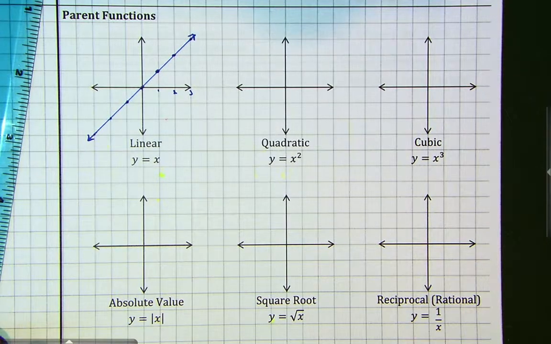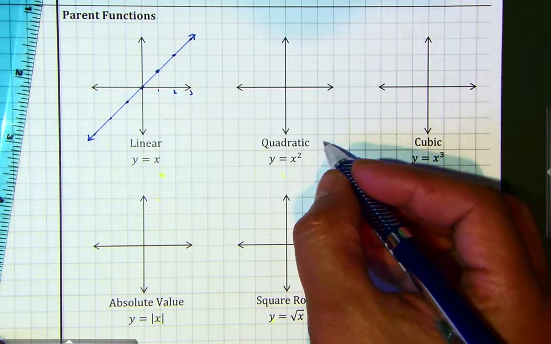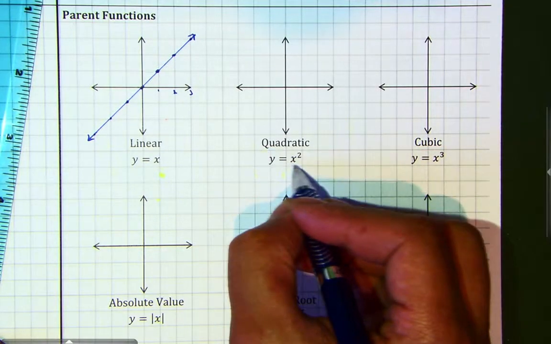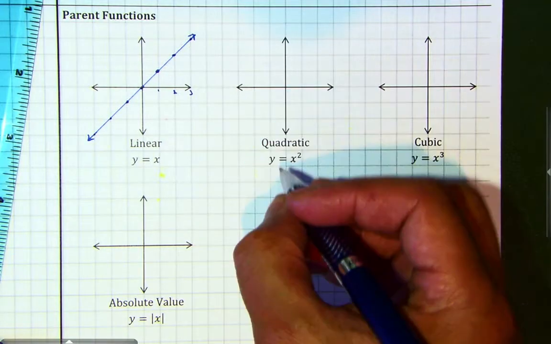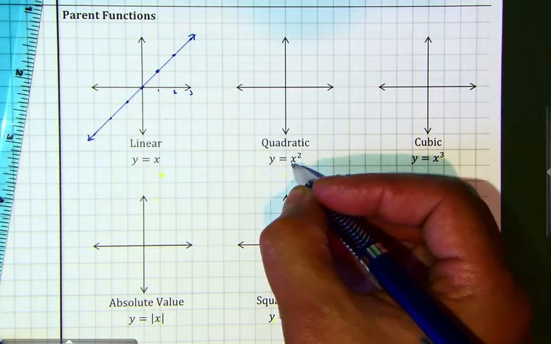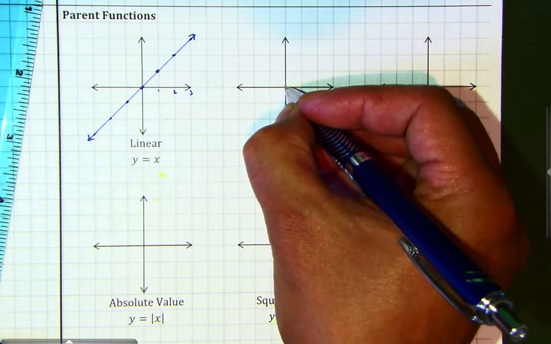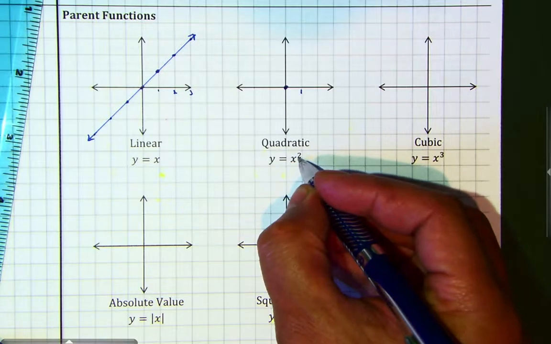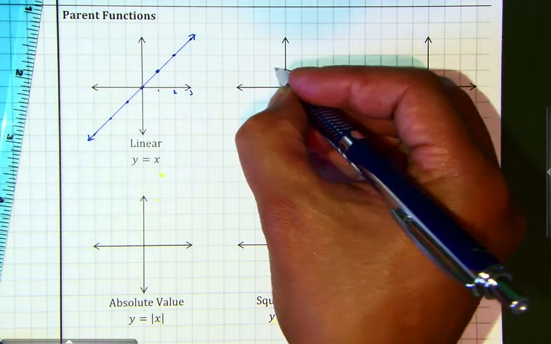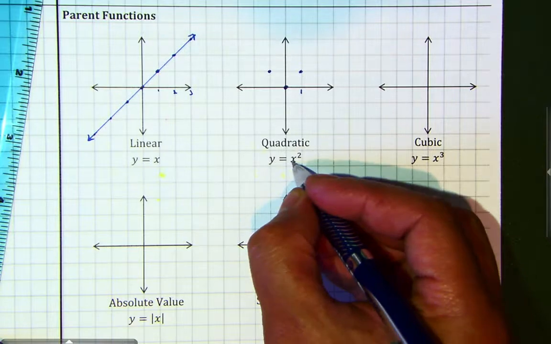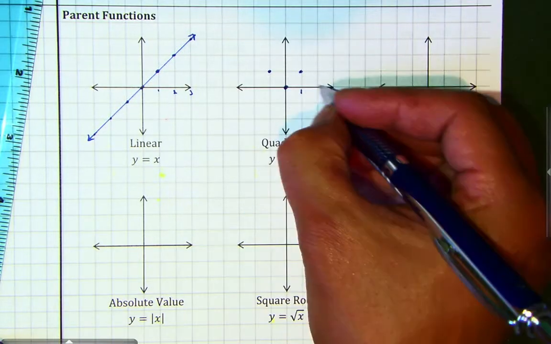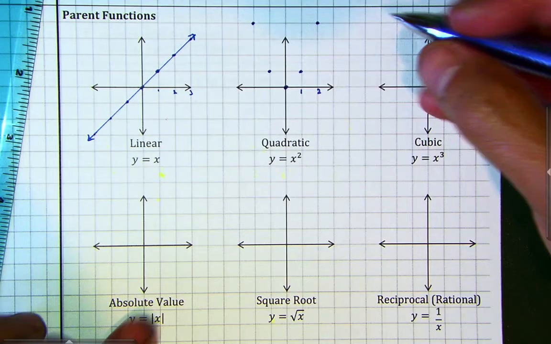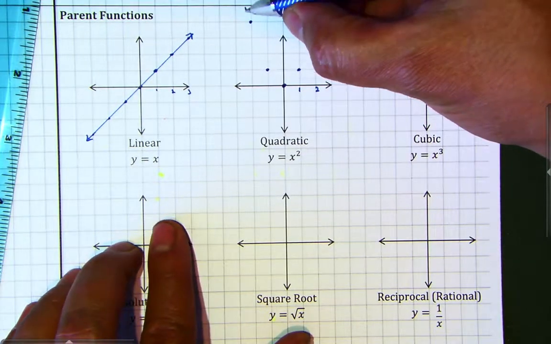Quadratic. A quadratic will be a parabola. But the parent function is just the most basic function, which is x squared. Plugging in 0 gives you 0. If I plug in a 1, 1 squared is 1, and I'm going to reflect it. Plug in a 2 gives you 4, and I'm going to reflect it. So therefore, that is the parent graph.